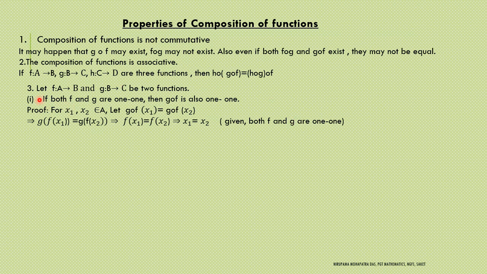Okay. So the third property is, let f from A to B and g from B to C be two functions. Here I have taken two properties in fact combinedly. The first one is, if both f and g are 1-1, then g of f is also 1-1. It means composition of two 1-1 functions is 1-1.